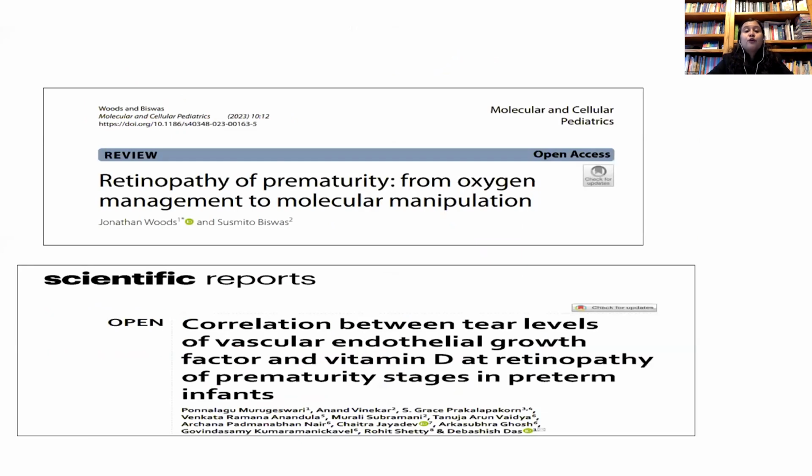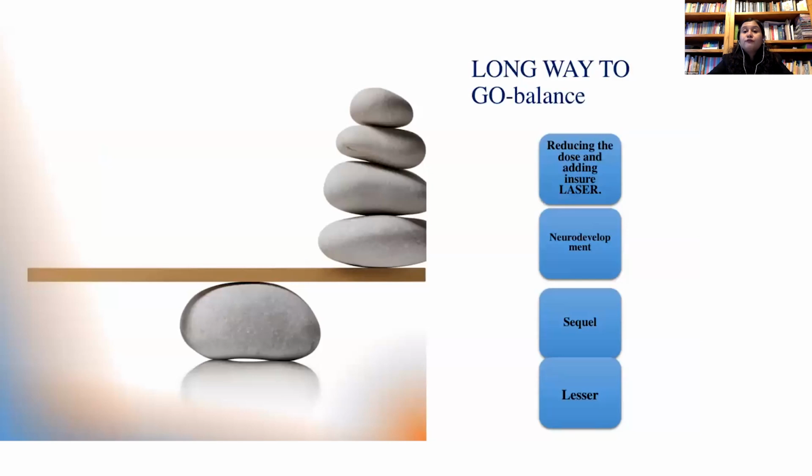The retinopathy of prematurity world has seen changes from oxygen management to molecular manipulation, decreasing the dose while at the same time decreasing the myopia. So there's a long way to go. We have to balance while reducing the dose, and at the same time we have to see the neurodevelopmental effect of various agents. We have to always aim for lesser myopia.